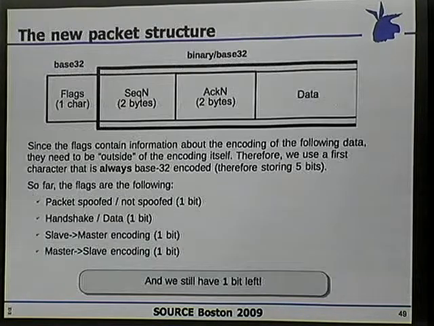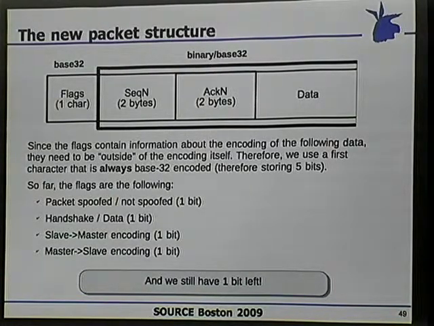As I said, we need more in our control header, which now looks like this. We're going to have a flag, which is the first character, the first byte, if you want. But we call it character because it's actually a base 32 character. We're always going to encode it base 32, which means we have 5 bits.